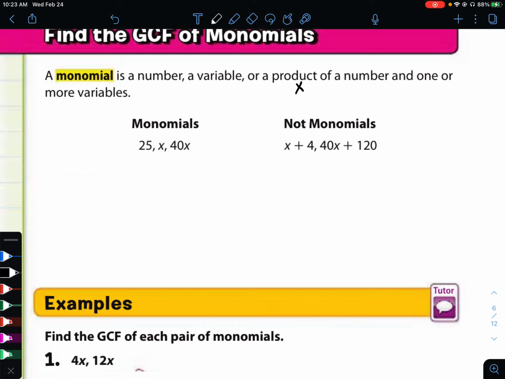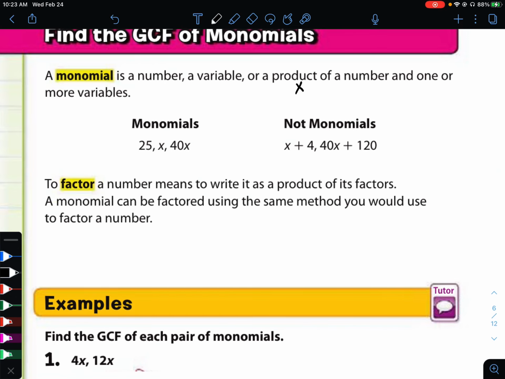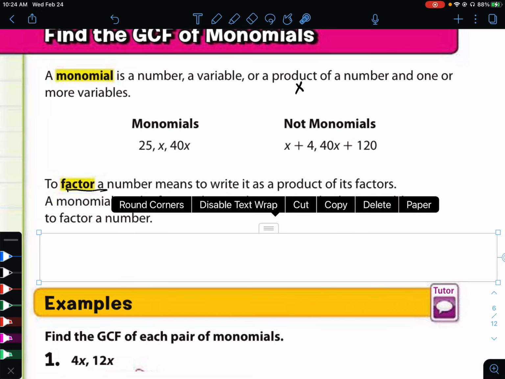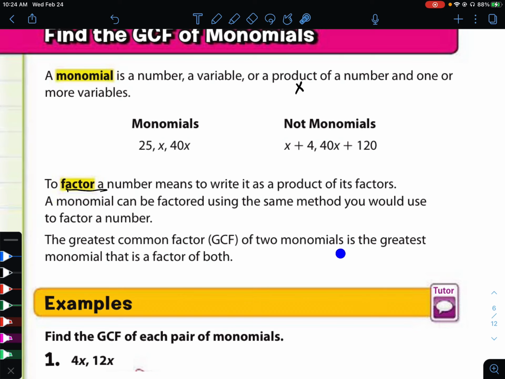Now, after identifying what a monomial is, let's know what it means to factor. To factor a number means to write it as a product of its factors. Just like the inquiry lab, if you notice, we wrote it as a product of its factors. A monomial can be factored using the same method you would use to factor a number. Now, it's a good definition, but we need to see it in action. Another term that we need to talk about is the greatest common factor of two monomials, which is the greatest monomial that is a factor of both. A lot of mathematical terms, and we'll understand what those mean.